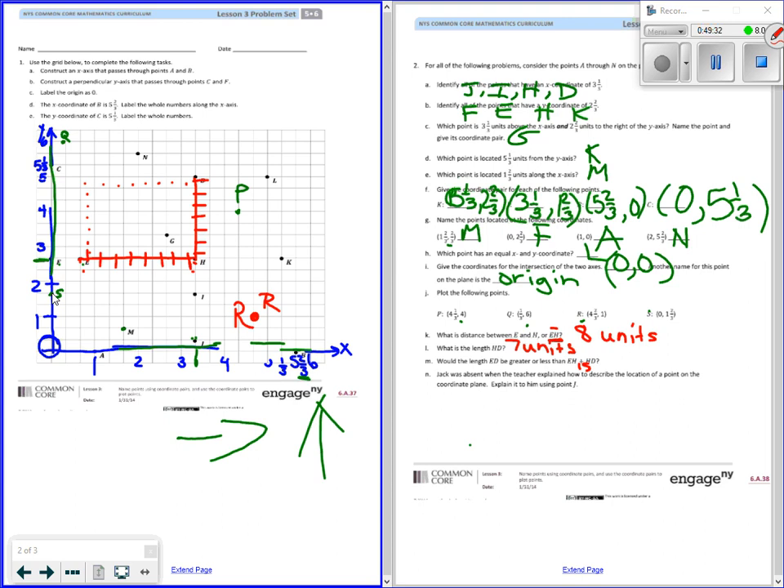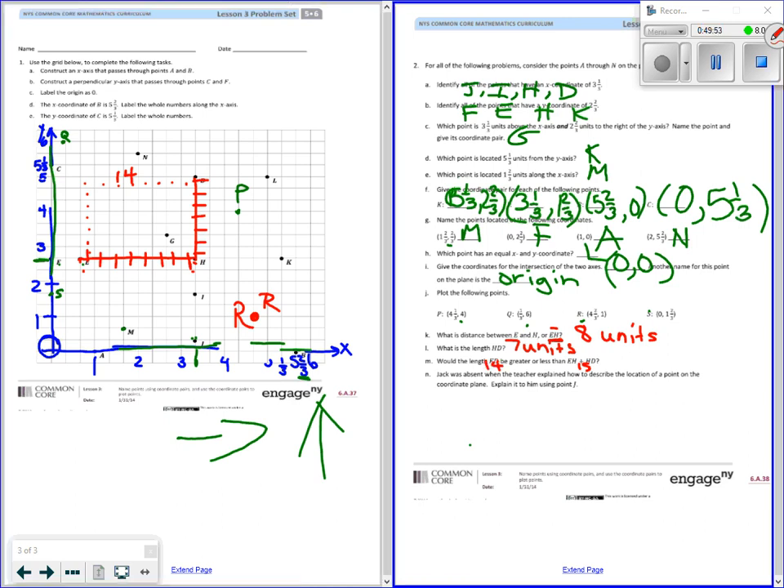So from E to D, would the length of ED be greater than or less than EH and HD? From E to D, this is 14. So it is less because ED is 14. Now, it's not even asking by how much. It's not asking you to solve anything. It's just asking, is it bigger than or less than? It's less than.